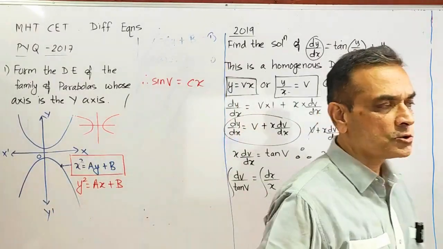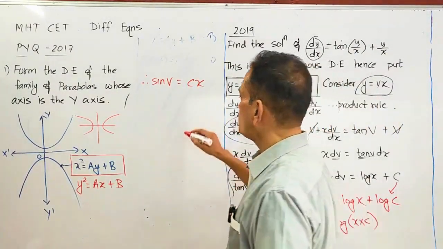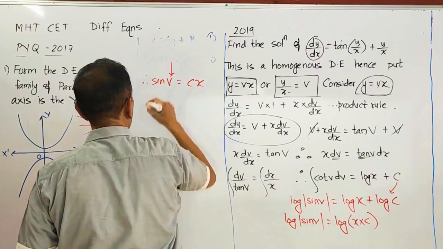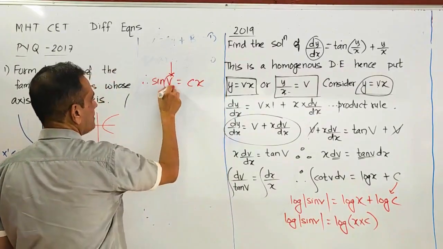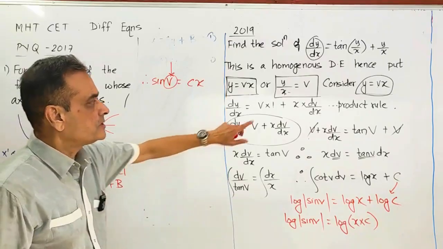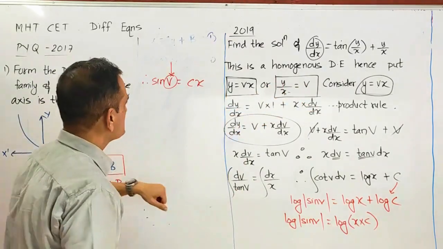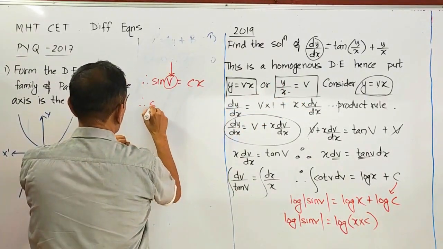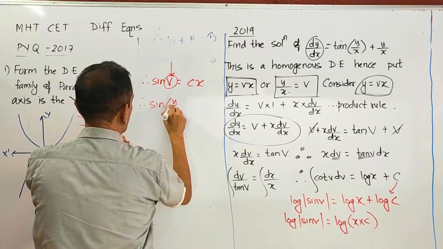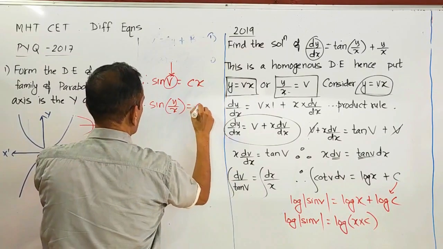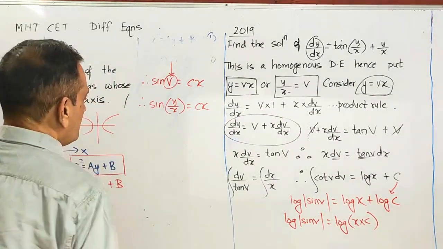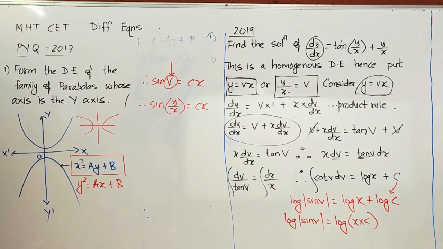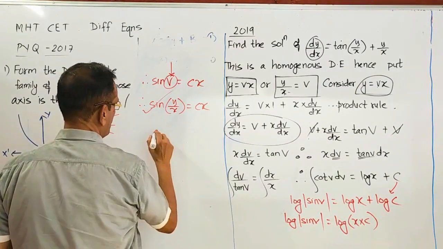But in the final answer, don't forget to resubstitute the value of v. What is the value of v? y upon x. That is the final answer, the general solution. Let us check what options are given. Exactly this option is given. This is our answer.